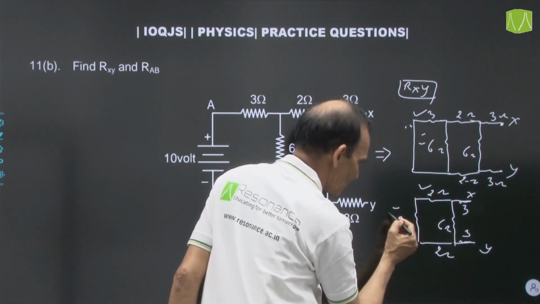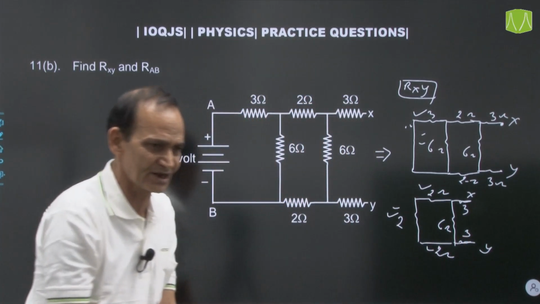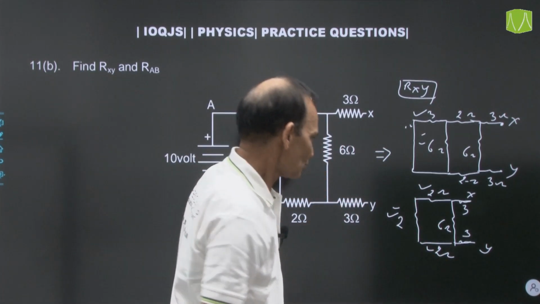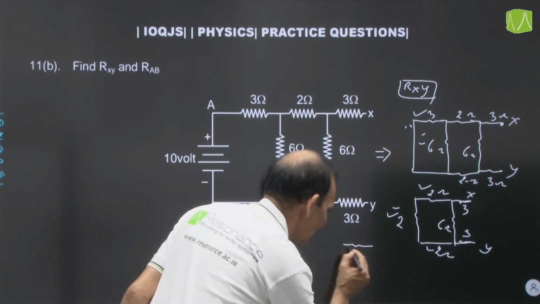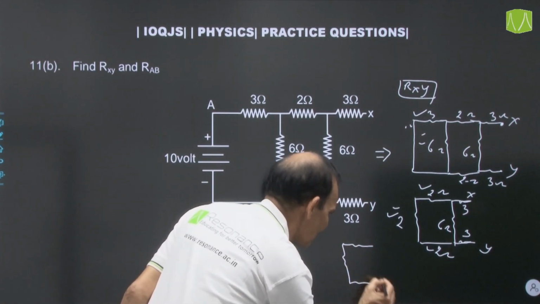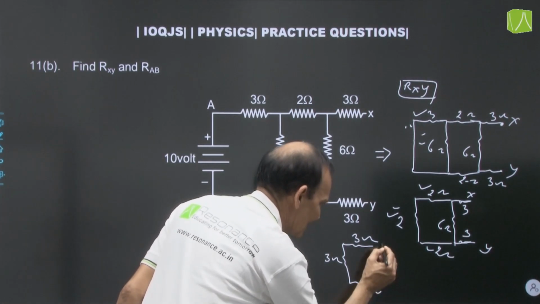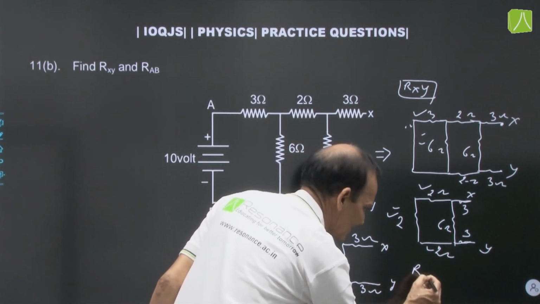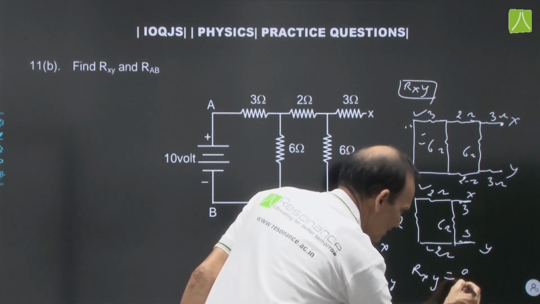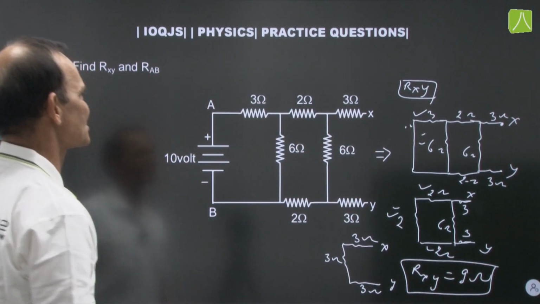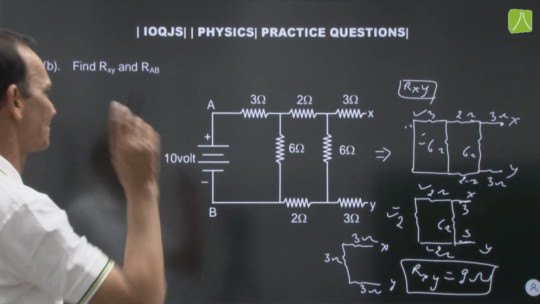Now this 2 ohm, 2 ohm and 2 ohm are connected in series. 6 ohm connected with 6 ohm. So the equivalent resistance will be 3, 3 and 3. It is 3 ohm, it is 3 ohm, it is X, it is Y. So what is RXY? That's how much? 9 ohm. First answer, resistance between X and Y is 9 ohm.